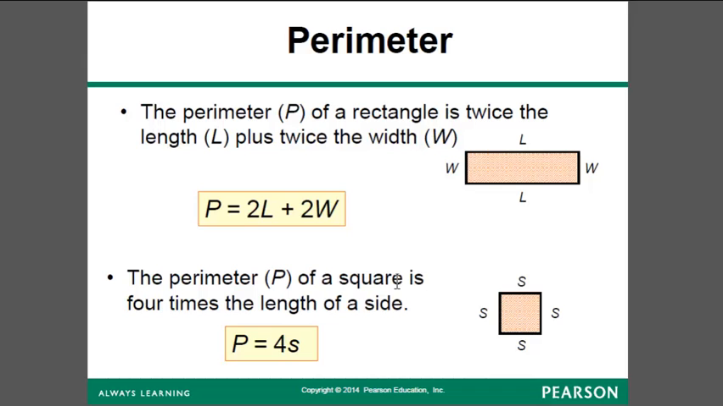The perimeter for the square is slightly different, because remember that square, all the sides are equal. So I have S, S, S, and S. So the perimeter for a square is 4S. P is equal to 4S. So let's use these two formulas and try some examples.